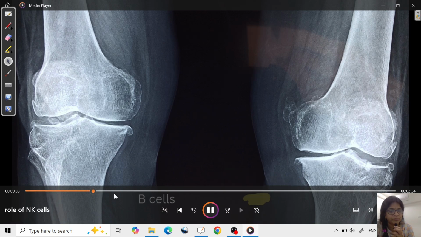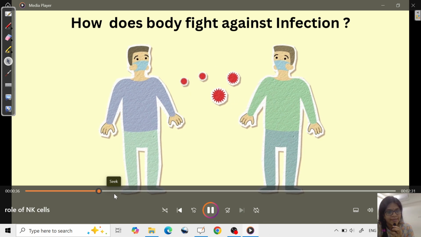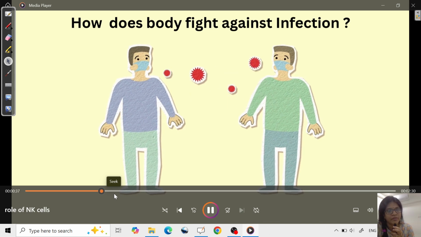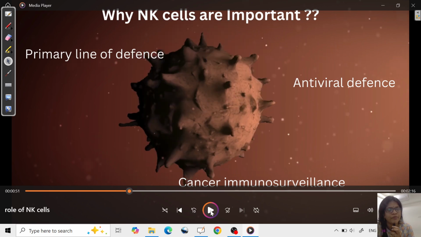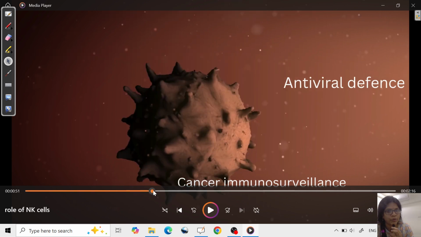How does the body fight against infection? This is the topic that we are talking about in this class. So why are NK cells important? Because they are the first to respond whenever a foreign body enters the body. The NK cells first increase their number so that they can dominate the number of infected cells, and that is called the primary line of defense. They also provide antiviral defense and cancer immunosurveillance. That is why NK cells play an important role in immunology.